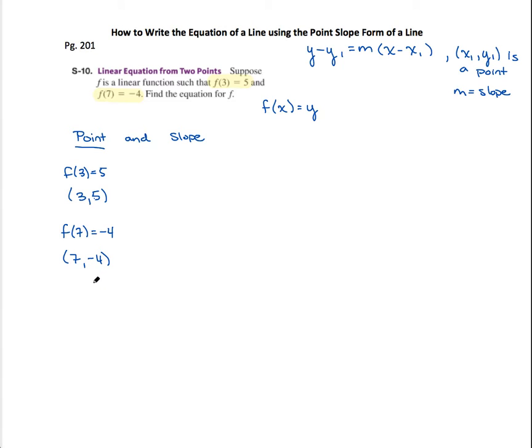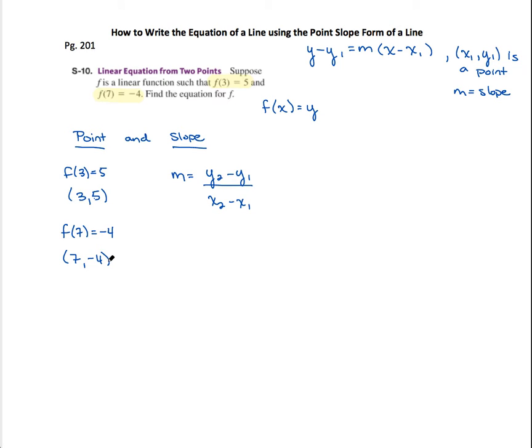Now that we have 2 points, we can use them to calculate the slope. Let's remind ourselves of the equation for calculating the slope between 2 points. The slope can be found by taking y sub 2 minus y sub 1 and dividing that by x sub 2 minus x sub 1, where x sub 1, y sub 1 is a point, and x sub 2, y sub 2 is another point on the line.